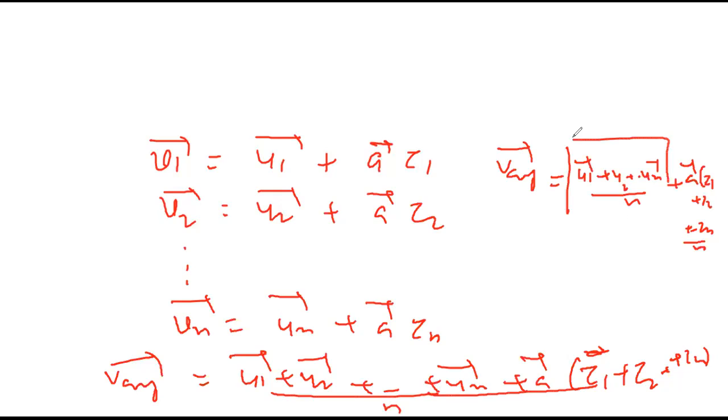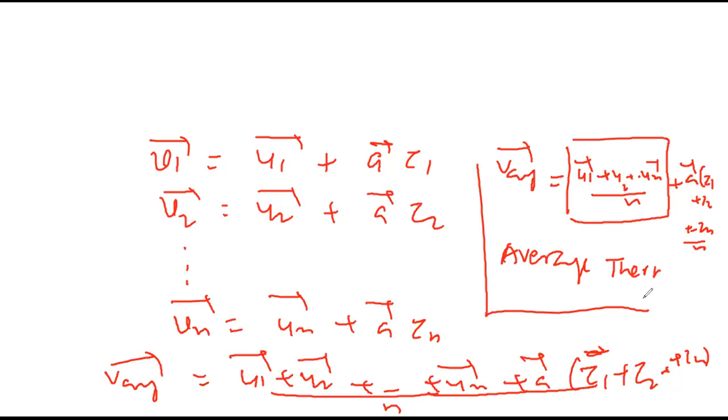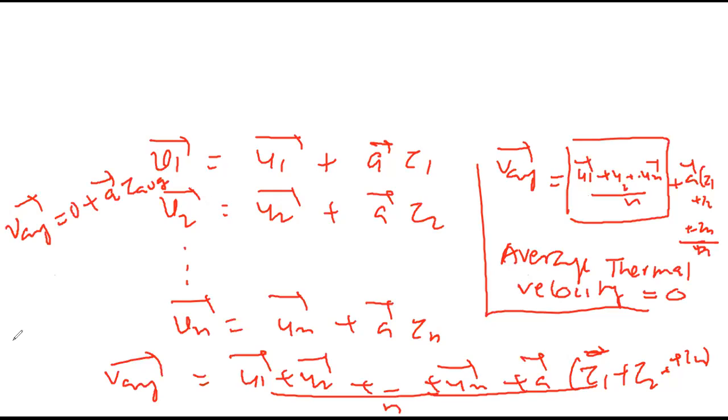What is the meaning of this? Average initial velocity, no? Yes, the initial velocity is 0, correct? Average, it is actually when it was in motion; after applying the field, v1 is taken. So the average thermal velocity, that means initial velocity, is randomly oriented, so 0. Therefore, v average equals 0 plus a bar times tau 1 plus tau 2 up to tau n divided by n, which can be written as tau average. Therefore, the average velocity is called drift velocity.